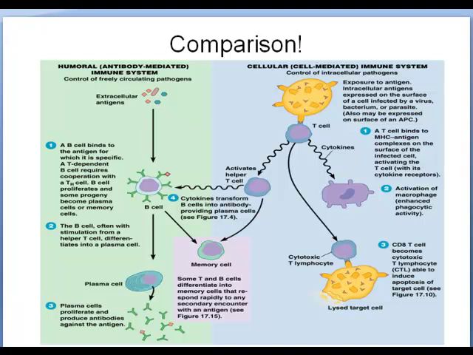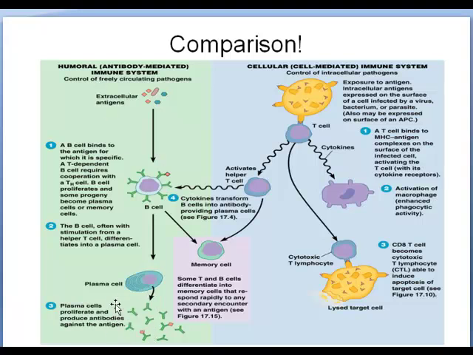Here is a comparison between both the humoral, that is the antibody-mediated response, and the cellular or the cell-mediated response. So notice here we have the extracellular antigens. These bind to the B cell, for which it is very specific. B cells will either work in cooperation with the T cells to target the infected cells, or the B cells, sometimes without the effect of T cells, will produce plasma cells, and they will release antibodies against the antigen.